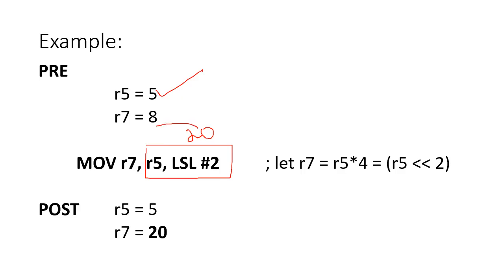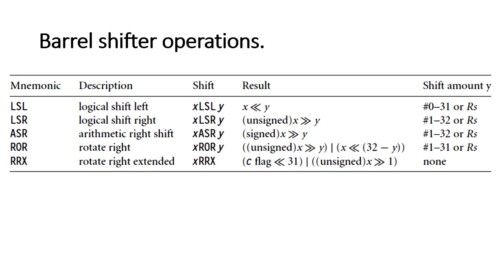So that value is 5. When it is shifted towards left for 2 bits, that value becomes 20. So now I am moving 20 to R7. That's why after execution of this instruction, R7 value is 20. But R5 value did not change. So the inline barrel shifter does not change the source register value. So this is how it works.